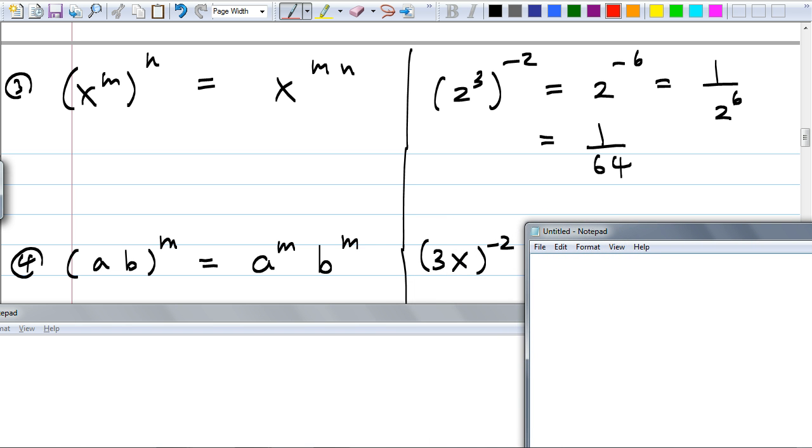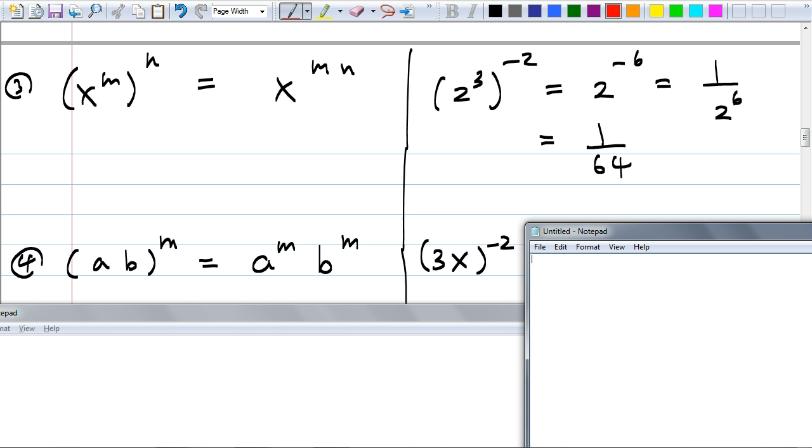Now, what is your a in this case, class? 3. What is your b? X. Just right. If you have 3x, the whole thing raised to the negative 2 power. Again, the same rule applies for negative exponents. So what do we get here? How about Tajwar? It's negative 9.